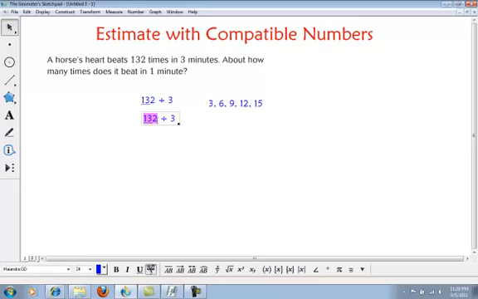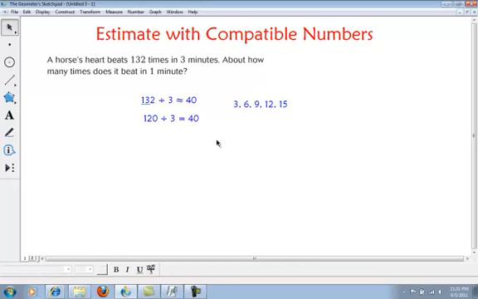So I can rewrite this expression as 120 divided by 3. I know that 120 is 12 tens divided into 3 groups, so that means I'm going to have 4 tens, or a value of 40. So I can say that this expression, 132 divided by 3, is approximately or about 40. That's what that symbol means there. That is how you can estimate with compatible numbers.